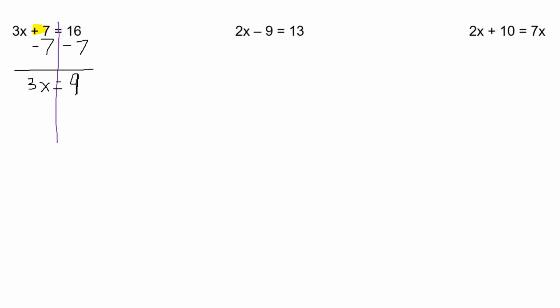Now we're going to deal with that 3. We're going to divide both sides by 3 because right now that is multiplication, and the opposite of multiplication is division. So 3 divided by 3 is 1. I'm not going to write down the 1, I'm just going to write down x. Equals 9 divided by 3, which is 3. So that's our answer, x equals 3.